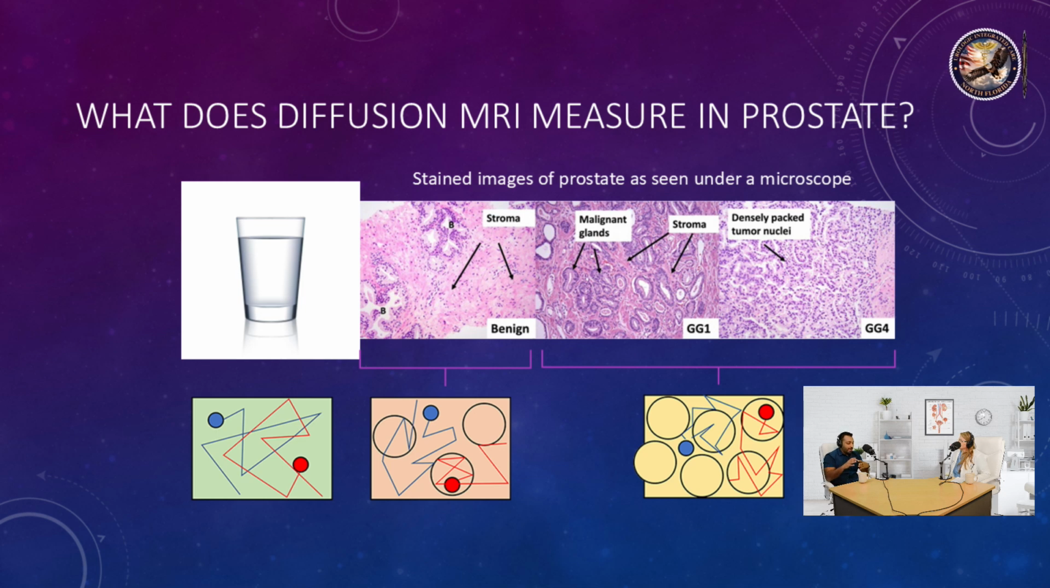Benign tissue, you have healthy cells that are probably well spaced apart, with connective tissue in between. The water molecules are able to diffuse around pretty easily. And so if you were to measure that using MRI, it would look like good diffusion, which is going to be a darker signal, meaning water molecules can move far away.